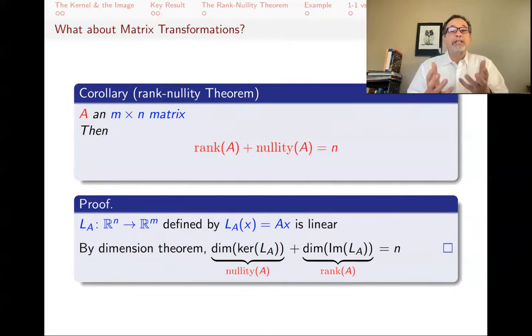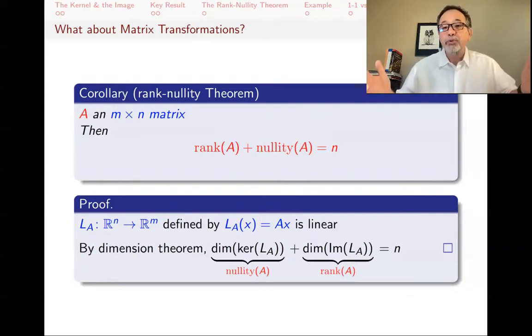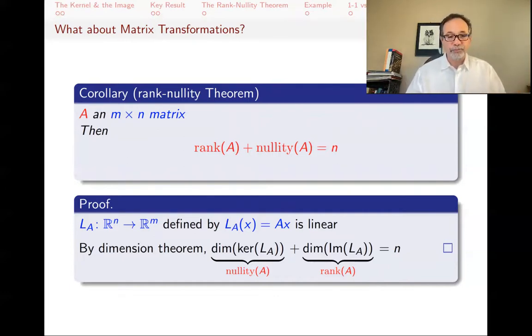And that's also amazing just by itself, because it says if you know the number of linearly independent vectors, then you know what the dimension of the null space is, and vice versa. If you know the dimension of the null space, you already know the rank of the matrix.